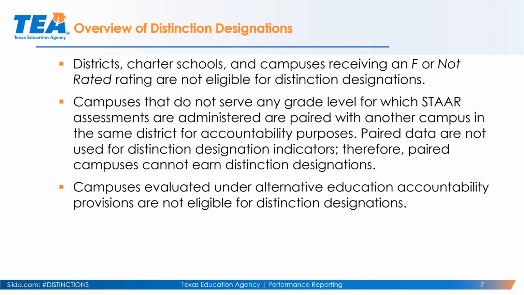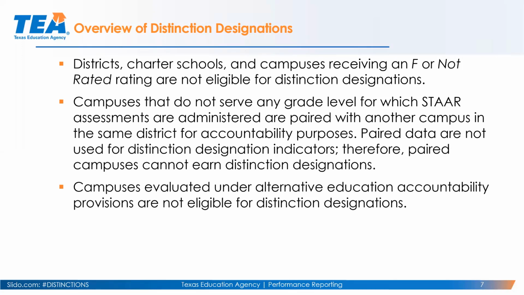So districts, charter schools, and campuses receiving an F or not rated rating are not eligible for distinction designations. Campuses that do not serve any grade level for which STAAR assessments are administered are paired with another campus in the same district for accountability purposes. So paired data are not used for distinction designation indicators. Therefore, paired campuses cannot earn a distinction.